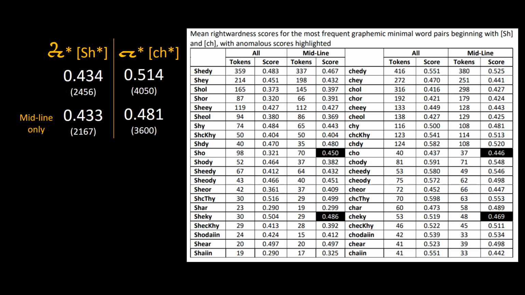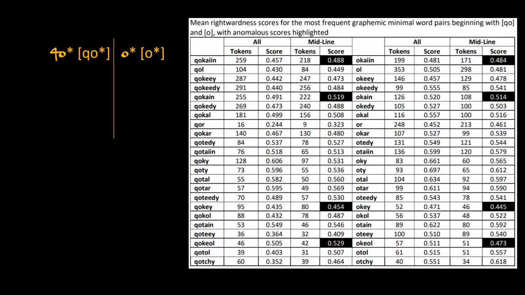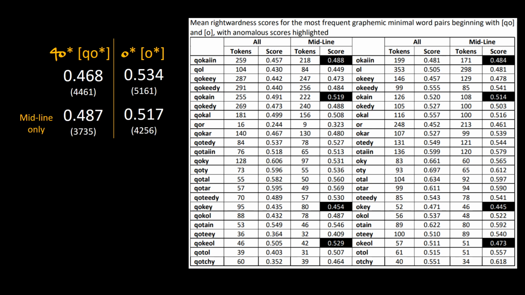Second, words beginning with o routinely score rightward of homologous words beginning with qo. If we calculate mean relative rightwardness for both of the pertinent word pair sets, the QO set scores 0.468, while the O set scores 0.534, showing a difference of about 0.07. If we limit our analysis to midline words, the QO set scores 0.487, while the O set scores 0.517, which still shows a difference of about 0.03.